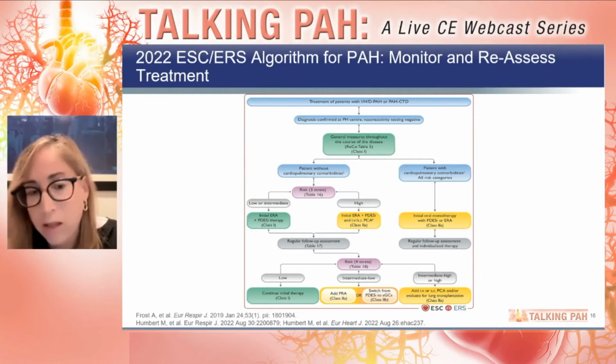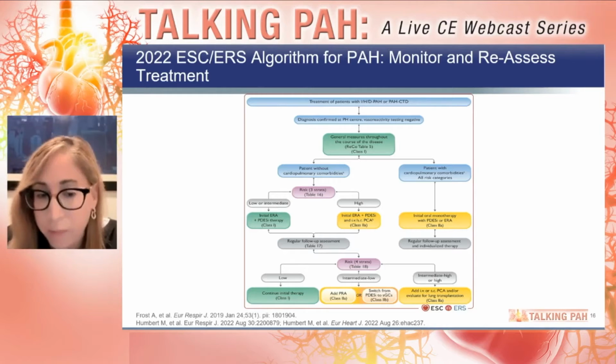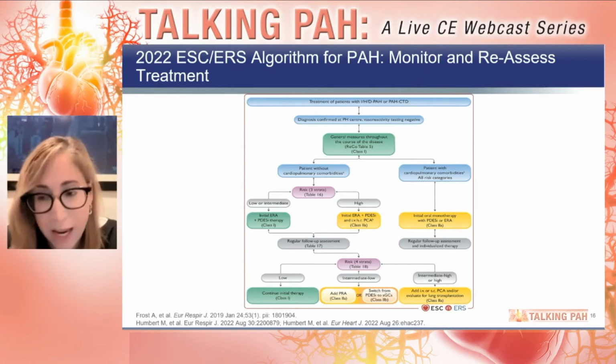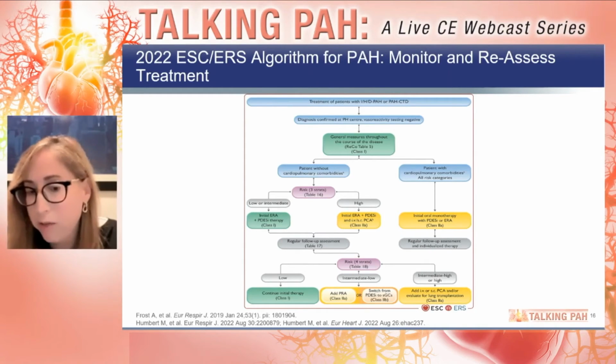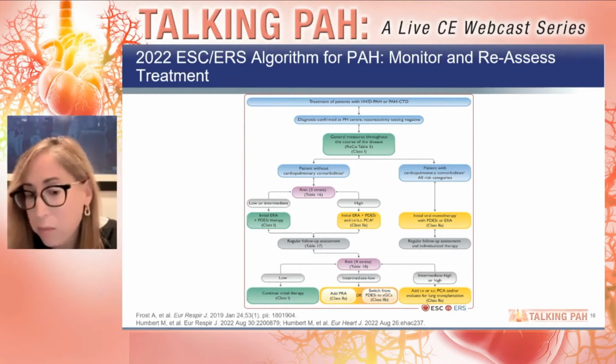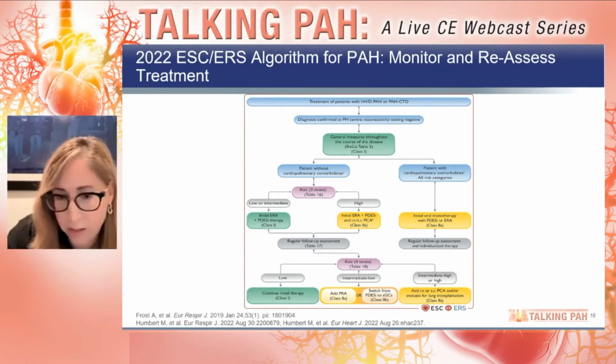We used to wait 6 months. Now it's more like 4 to 6 weeks. If you don't see any difference, then we're going to escalate. Based on the AMBITION study, we no longer recommend just starting one therapy and adding. We recommend dual therapy upfront, whether that's an ERA plus PDE5 versus an ERA plus a guanylate cyclase stimulator. I don't think we have enough data, but I do think we have a lot of data on the ERA plus PDE5, and that's why this has become part of the classification.